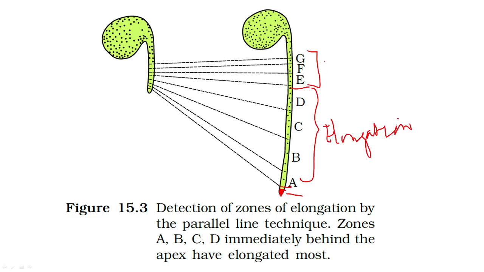So in the maturation phase, the cells in this region have attained their maximum size. They won't be able to grow anymore, right? And they have also differentiated in a way that they have attained a particular function, for example xylem.